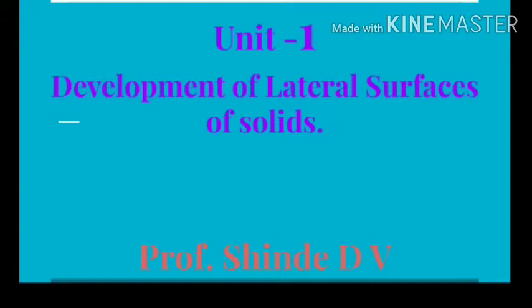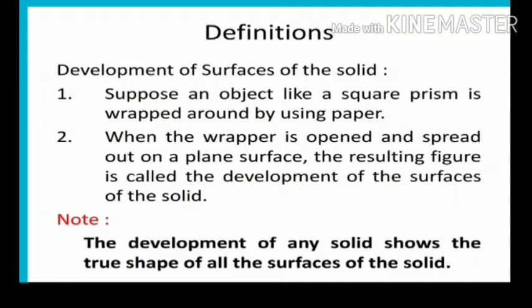Solids are the same as we have studied in the last semester, that is 2I, that is engineering drawing. The solids are cylinder, cone, pyramid and prisms, cube and tetrahedron. Now let us see the definitions of the development of lateral surface of the solid.